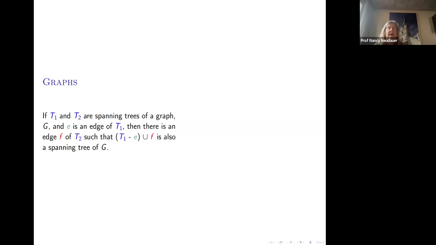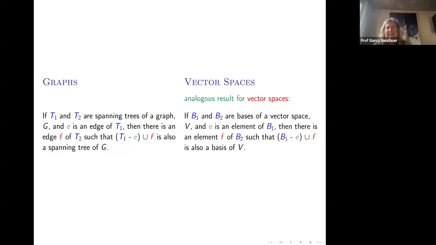And I might ask my third-year students, where else in your mathematical life have you ever seen this? And they'll all insist they've never seen it before until one student finally lights up and says, of course, we've seen this for vector spaces. In vector spaces, sometimes we call this the basis exchange theorem, and it looks almost exactly like this. If B1 and B2 are bases of a vector space. And so now I have this property in graphs and this property in vector spaces that look exactly the same.